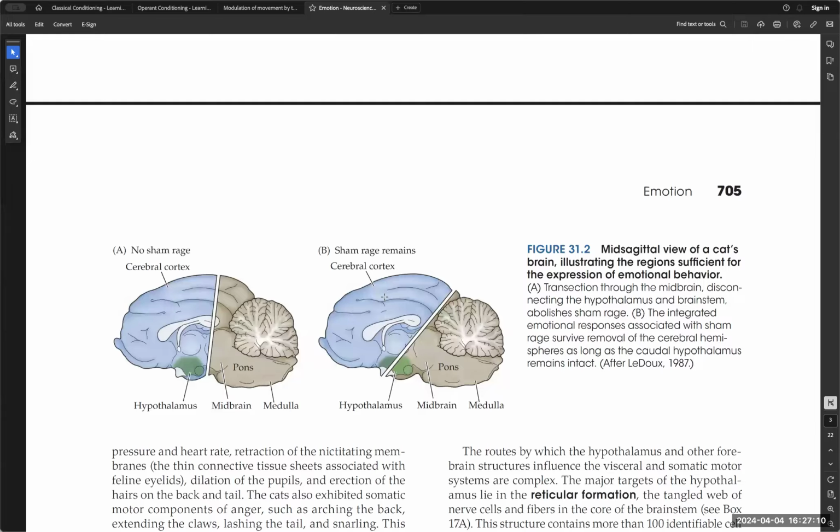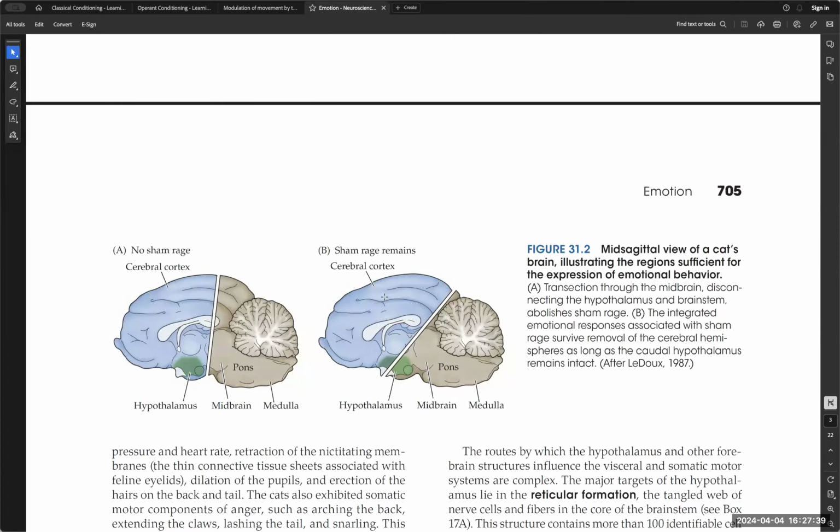And where did the actual initial evidence for this come from? I'm sorry. It came from studies of a neuroscientist called Hess. He experimented with cats. So he would open a window in the cat's skull and do a cut alongside a particular plane in the cat brain and ultimately see what happens behaviorally.